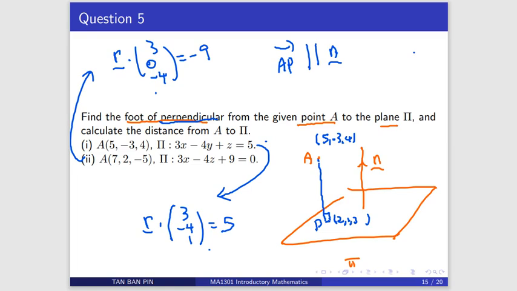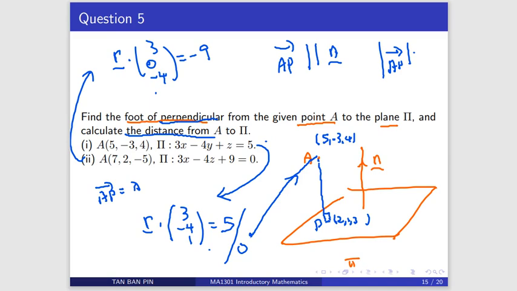You are supposed to calculate the distance from A to pi. So it means you have to find the length of vector AP. And if you look at what you have, O is the origin. OA plus AP will give you the vector OP. So if you look at vector AP, it is actually lambda (3, -4, 1) in the equation.